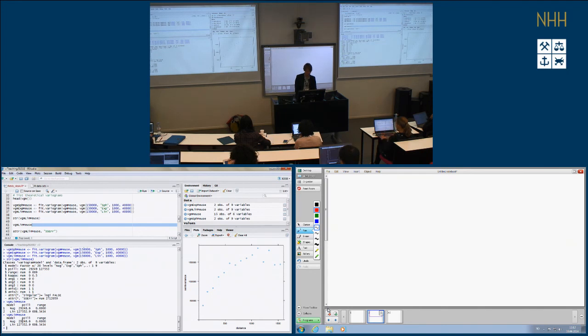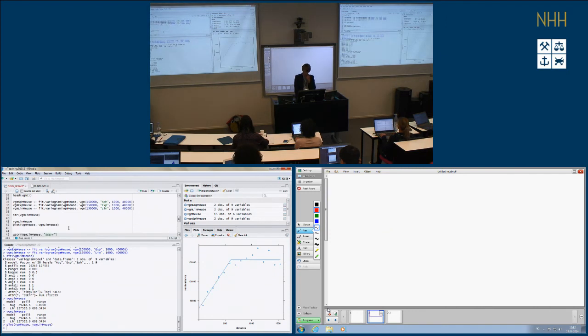So the nugget is 30,000, and the partial sill of the model, the contribution of the spatial model you're using, is about 127,000 at a range of 608 meters. To visualize, we plot the empirical variogram, and then we add the model we would like to look at, the linear fit. We get this line here, with a range of 608 meters and a nugget of 30,000. The partial sill of the linear model is just the difference between the nugget and the maximum here.